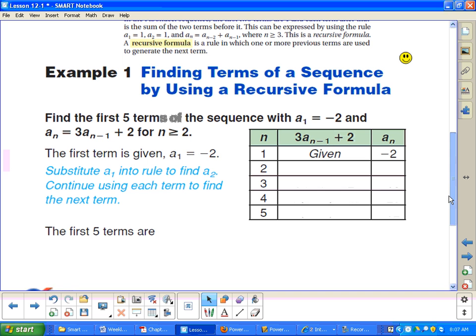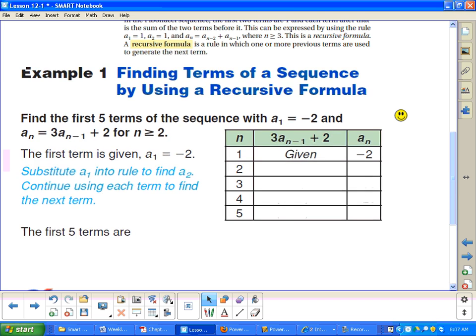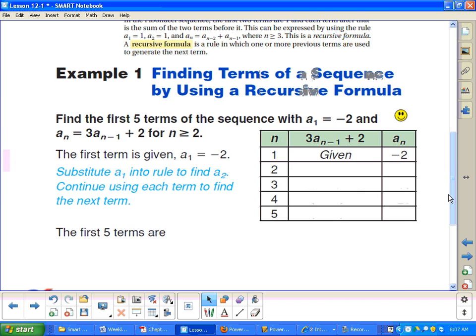So here we have a recursive formula for this first example. It says find the first 5 terms of the sequence with the first term a sub 1 equal to negative 2 and then a sub n equals 3 times a sub n minus 1 plus 2. So to find the next term, we're going to do 3 times the term just before it and then add 2 to that. So 3 times a sub n minus 1 means we're going to multiply 3 times the previous term, and then we're going to add 2.